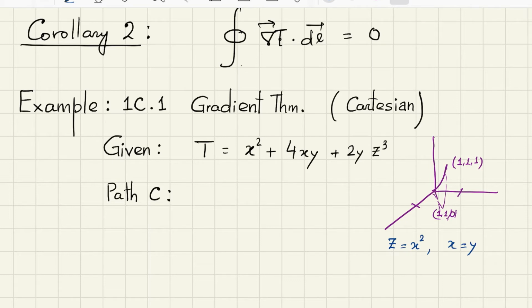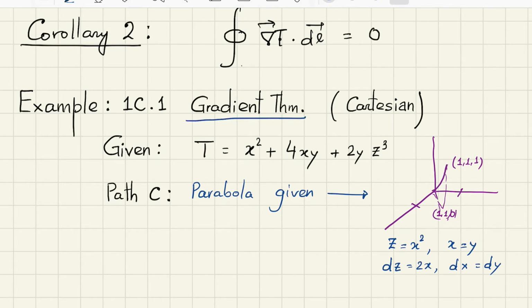So from this we also know that dz is 2x dx and dx is dy. So path C is the parabola given here. Now we have to prove the gradient theorem in this case. Let me write down the gradient theorem again. The gradient theorem is: the integral of grad t dot dl over the path C is t b minus t a. Now a is 0 here, so that is 0. So the only thing we have to calculate is T b.